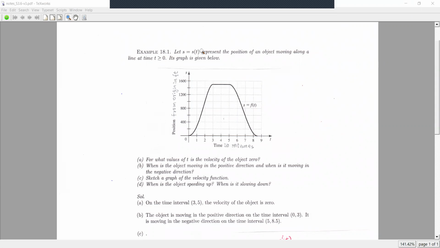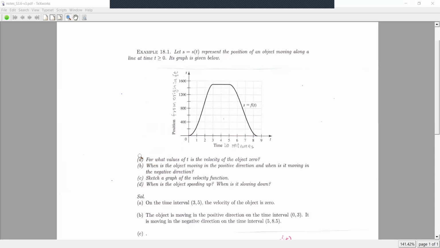Let s(t) represent the position of an object moving along a line at time t. In this position function, time is measured in minutes. Position is measured in feet. The graph of the position function is given by this curve.